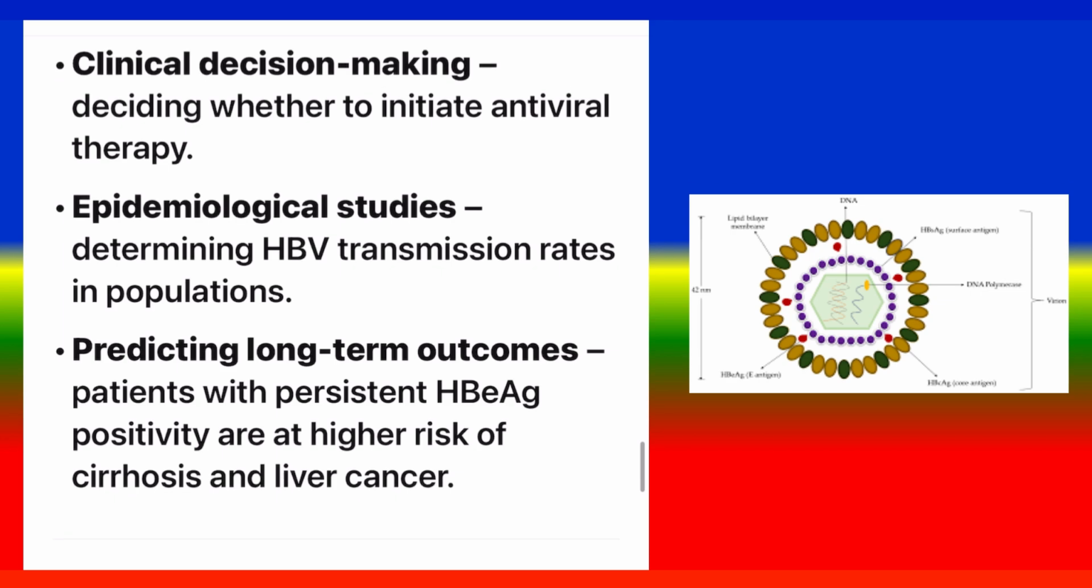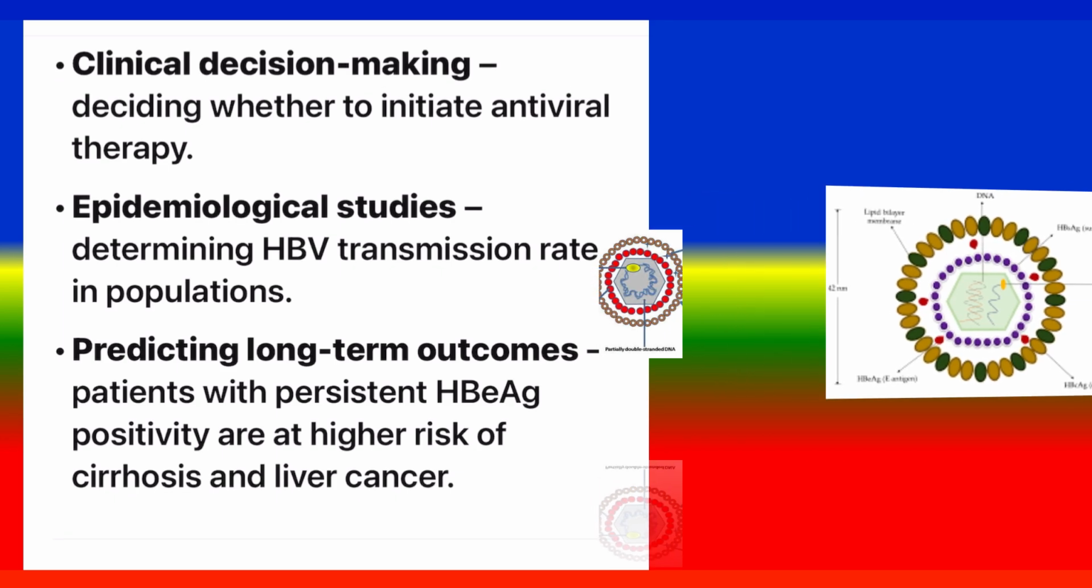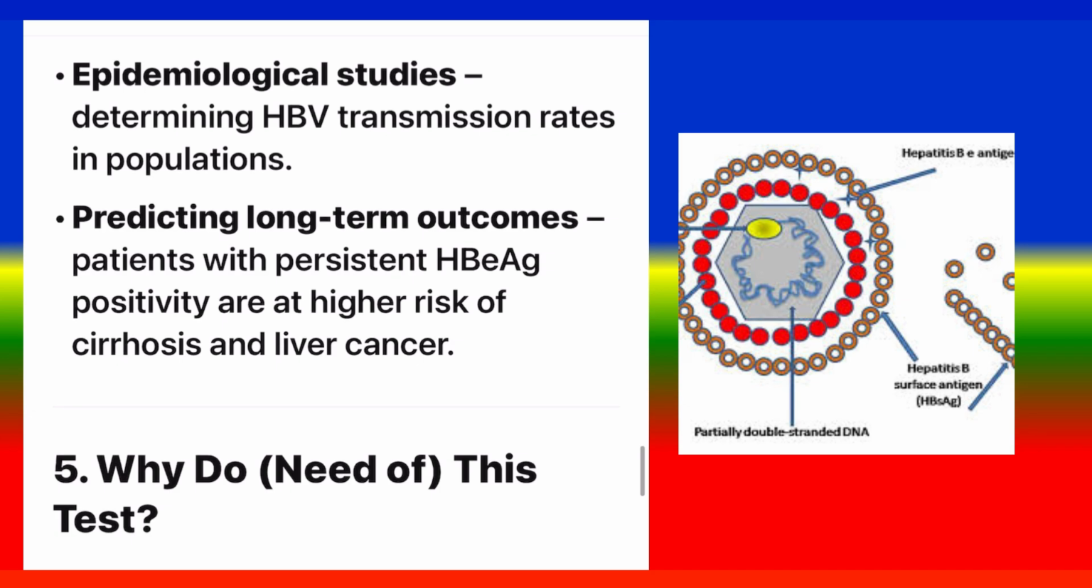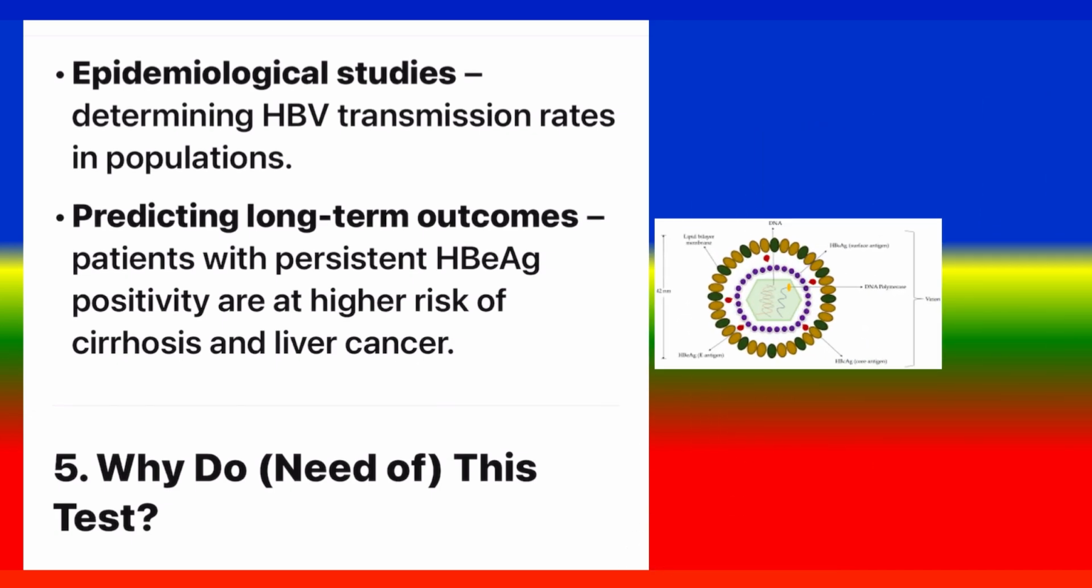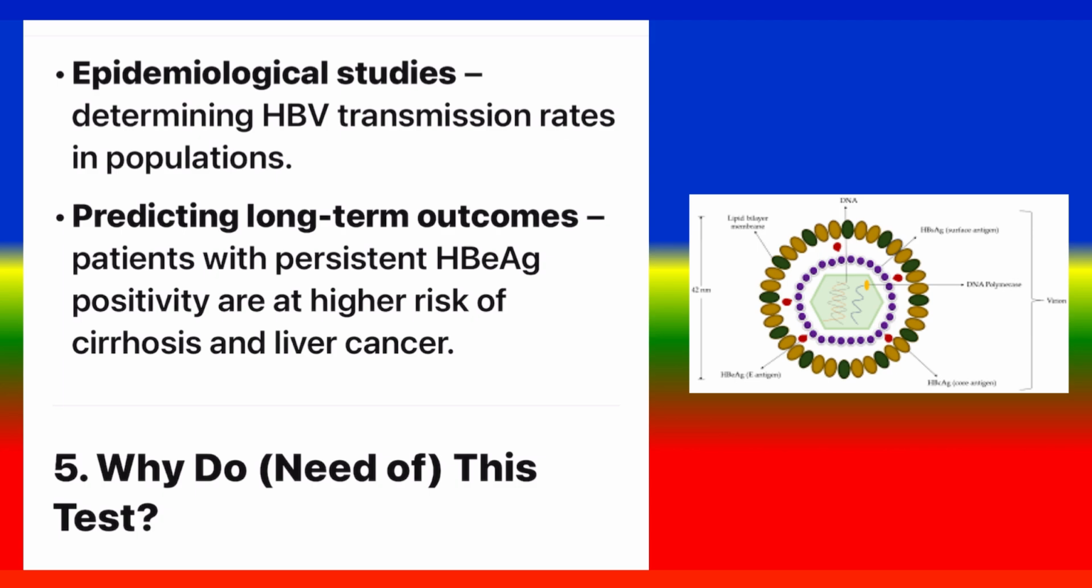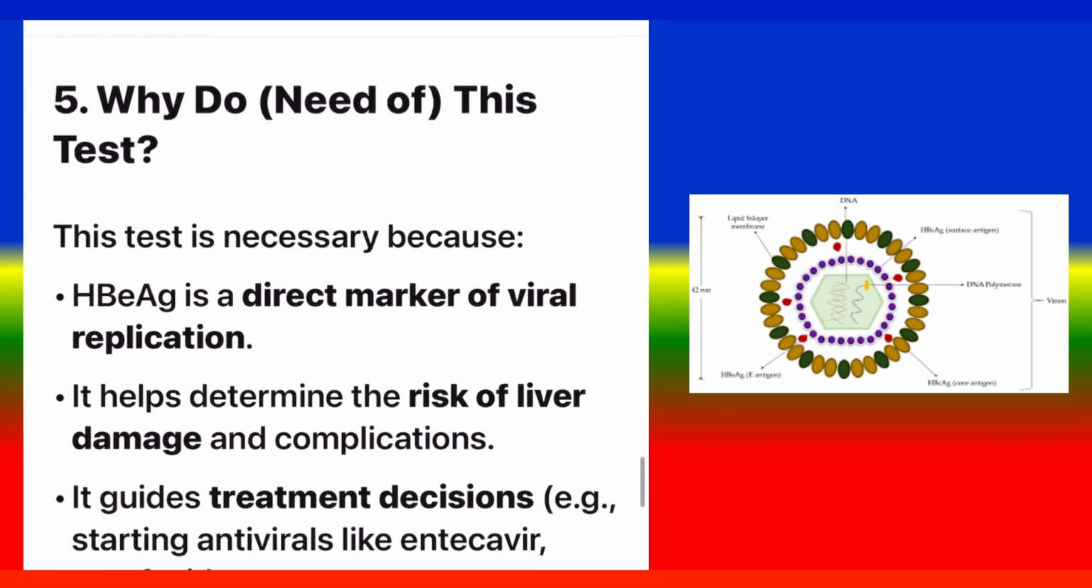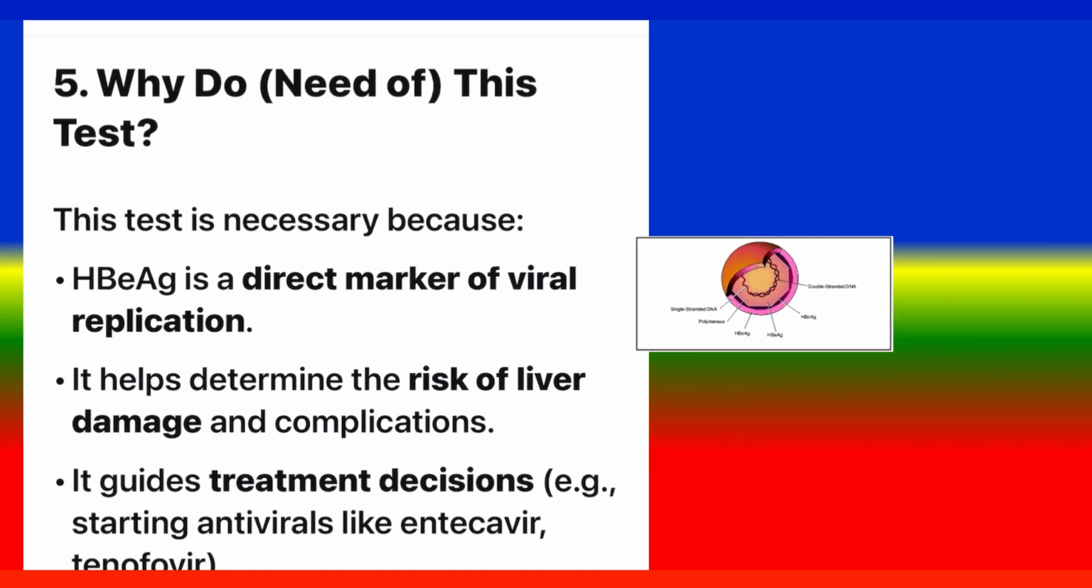Number 4. Uses. The HBeAg test is used for public health control, identifying carriers who can transmit HBV, clinical decision-making, deciding whether to initiate antiviral therapy, epidemiological studies, determining HBV transmission rates in populations, predicting long-term outcomes. Patients with persistent HBeAg positivity are at higher risk of cirrhosis and liver cancer.